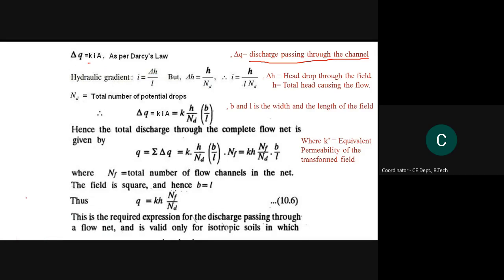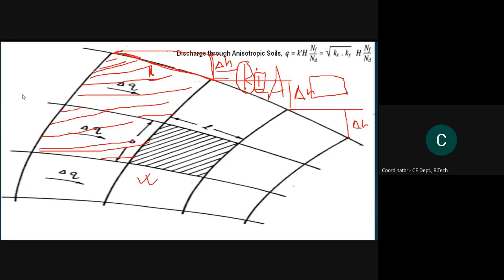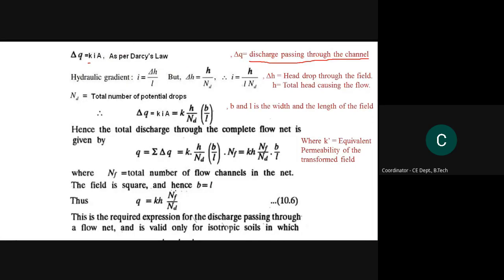Del H by L, but we can also write it as del H equal to small h by N d. Why can we write it in that manner? Well, let me show you.